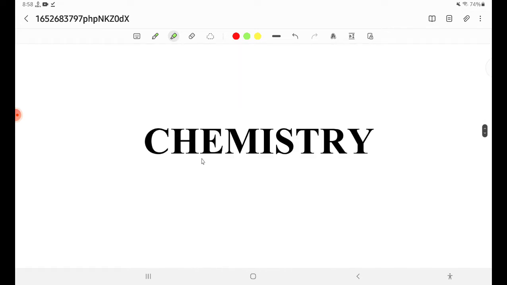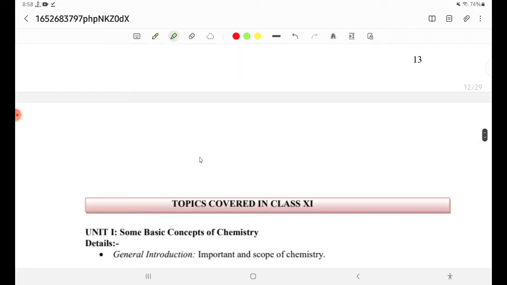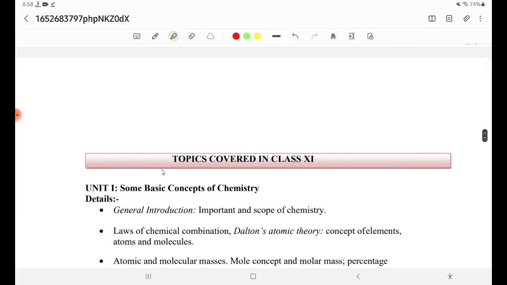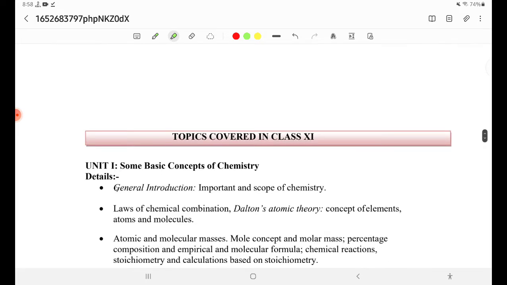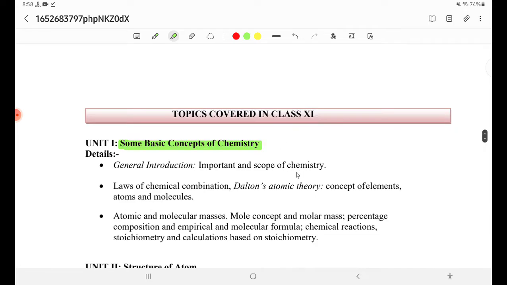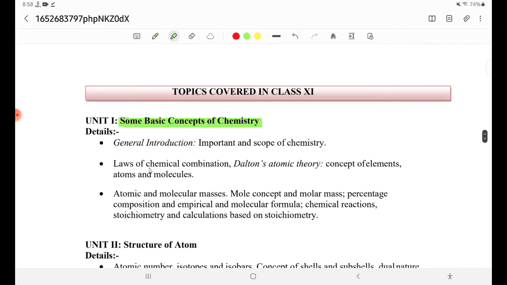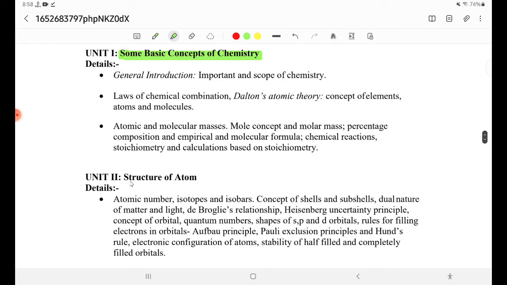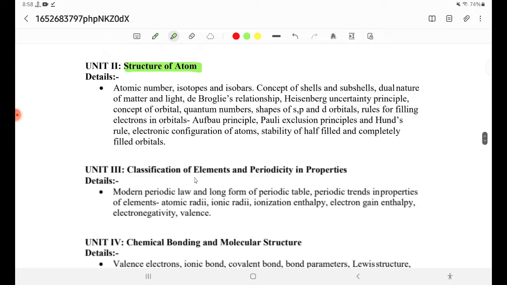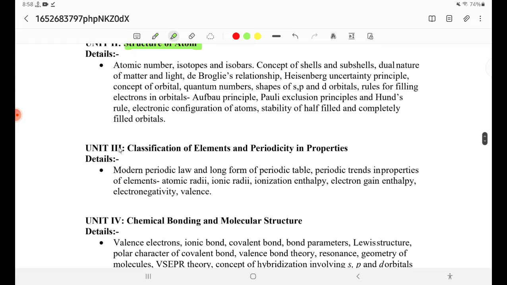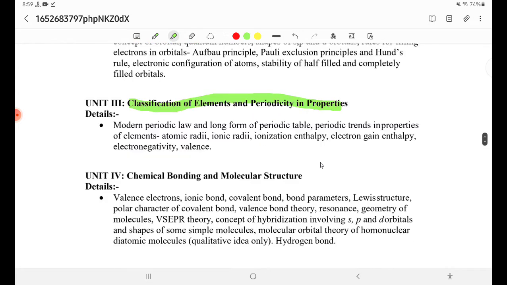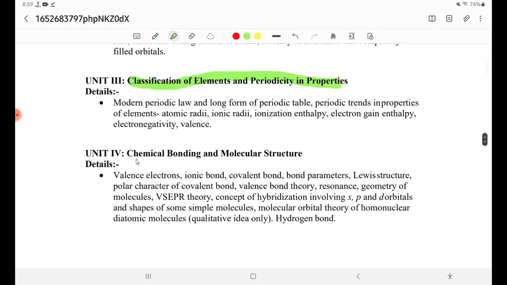Let's talk about the chemistry of the NEET syllabus. Starting from the class 11th syllabus, the first chapter is some basic concepts of chemistry, and the second one is structure of atom. The third one is classification of elements and periodicity in properties. It is the periodic table, and the fourth one is chemical bonding and molecular structure.